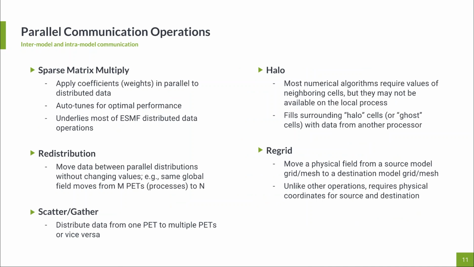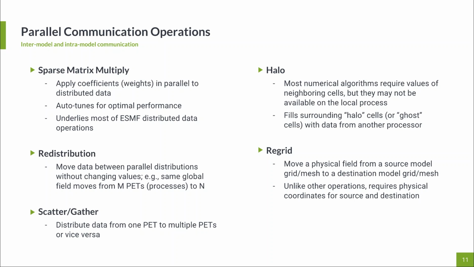So the communication operations that are supported are listed here. Most of these are based on the fundamental operation, which is a sparse matrix multiply, which applies coefficients or weights fully in parallel to distributed data. So the matrix is distributed across the set of PETs that you're running the application on. The sparse matrix multiply has an auto-tuning feature which automatically kicks in and essentially tries several send-receive combinations at the beginning and times those to set up an optimal performance route.